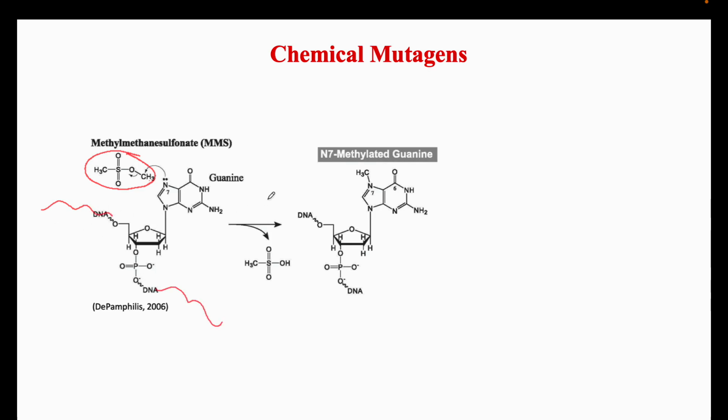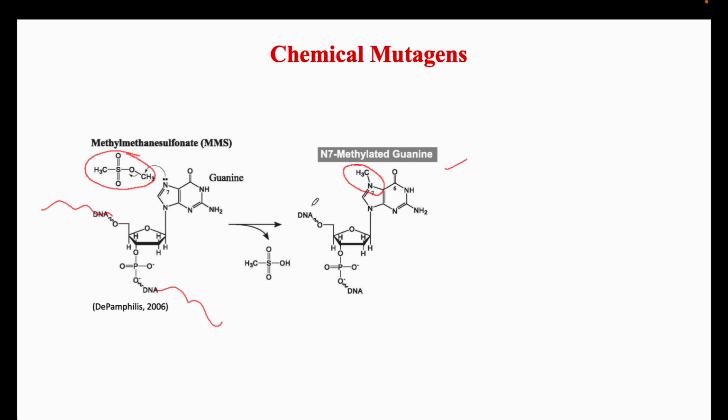What is happening here, the guanine, as you can see, we are getting N7 methylated guanine. Okay, there is methylation at the N7 position. So we have a methylation of guanine. Electrophilic attack on the methyl methane sulfonate, and we have a methylated guanine. So this is also an example of a chemical mutagen.